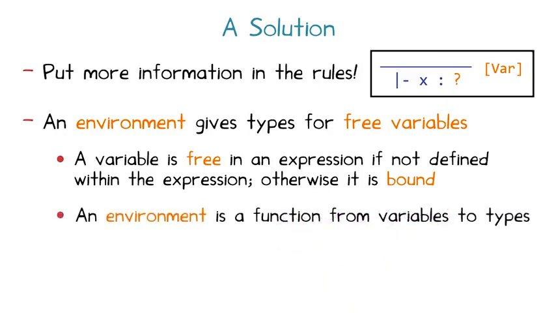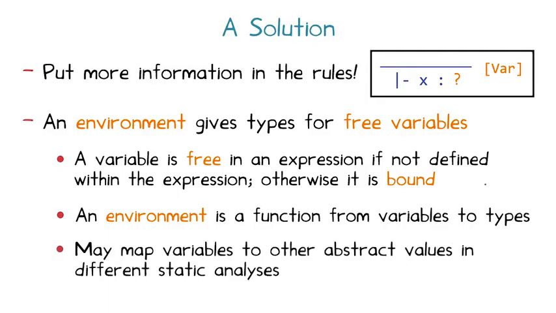In a type system, an environment is a function which maps variables to types. For example, if we declare variable x to be an int in a Java program, the environment would map the variable x to the type int. The concept of an environment is general. In other kinds of static analyses, environments may map variables to other abstract values instead of types, as we will see later on in this lesson.